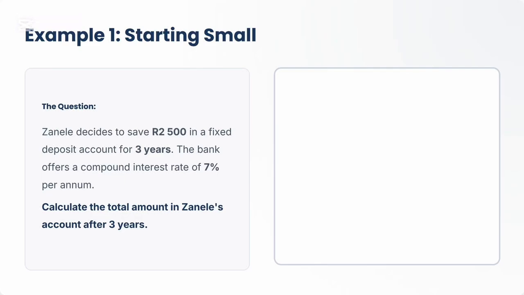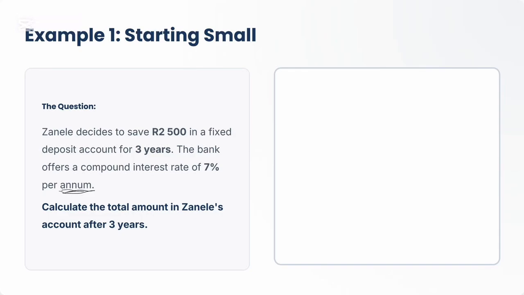Now, per annum means yearly. So per annum means a rate of 7% per year. Annum means year. Calculate the total amount in Zanele's account after 3 years. Remember, in interest, we only work with years. So if they give you months, you convert the months to years.